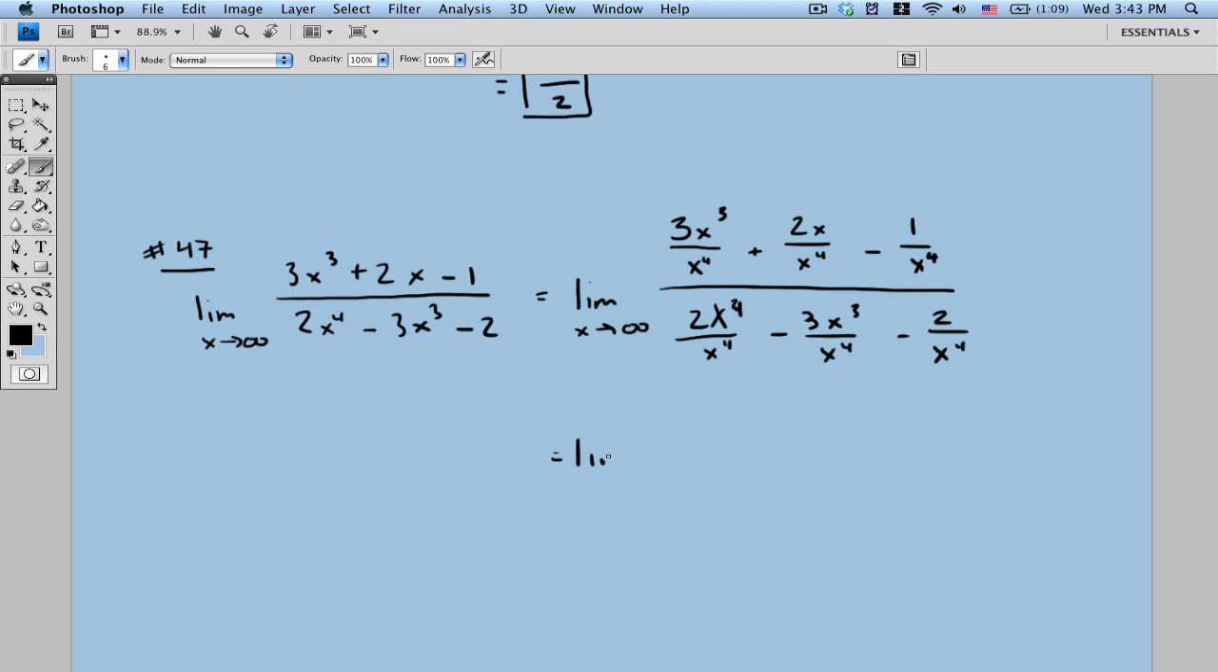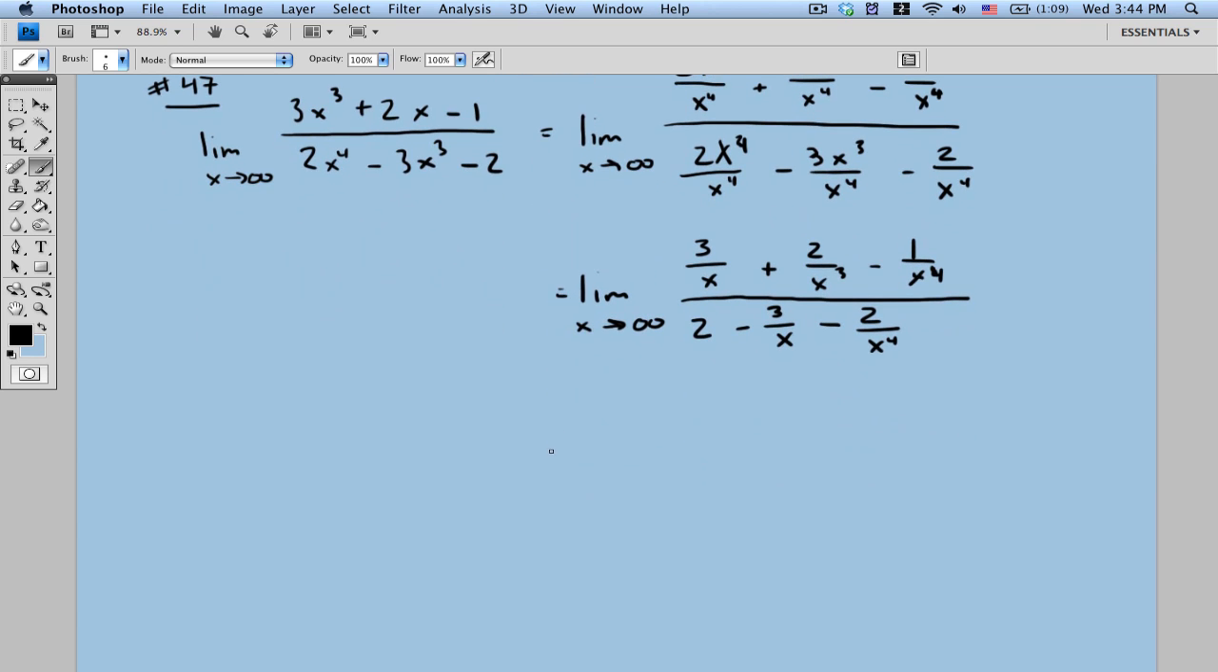Okay, so now again, just see what cancels and see what you're left with. Up here we've got 3 over x, 2 over x cubed, and 1 over x to the fourth. And in the denominator we get 2, we get 3 over x, and we get 2 over x to the fourth. Now we're applying the limit to each of these terms; you just distribute it through the top and the bottom.